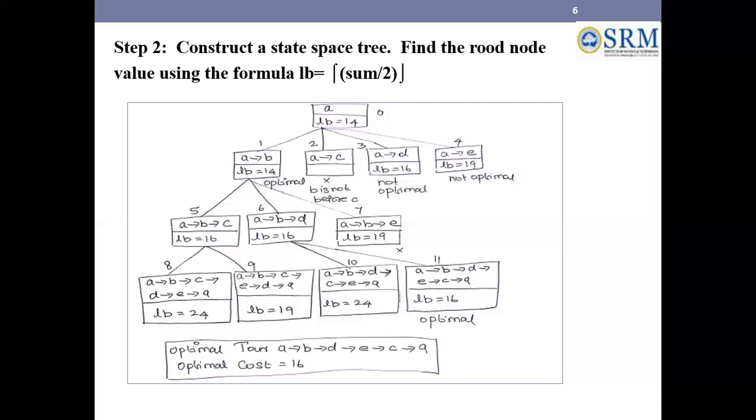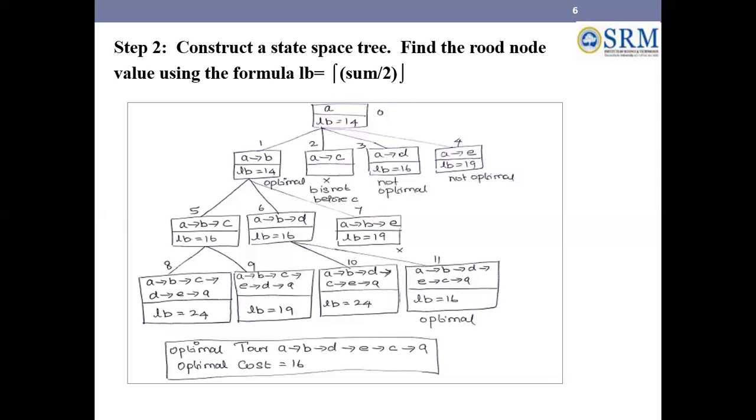So there are three possibilities at this level. From A to B is fixed. So from B he can go to city C or D or E. So there are three possibilities. So find out the LB value. So for node A, AB cost is fixed. And the remaining one we can take from the cost matrix and find out LB value. Find the sum divided by 2, that is LB value.